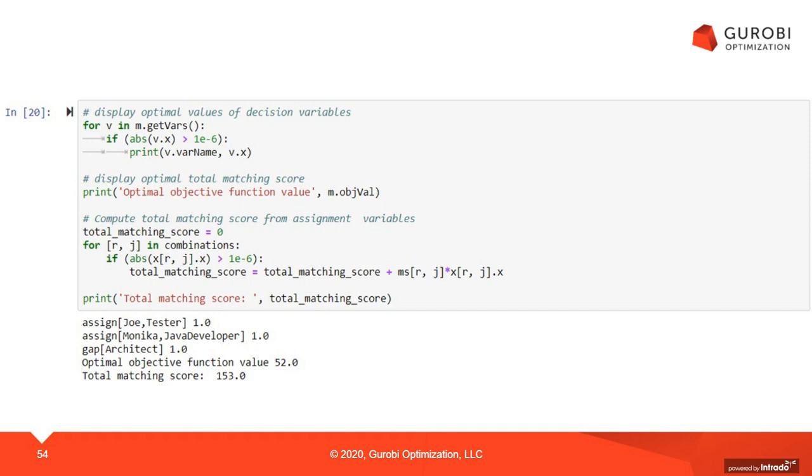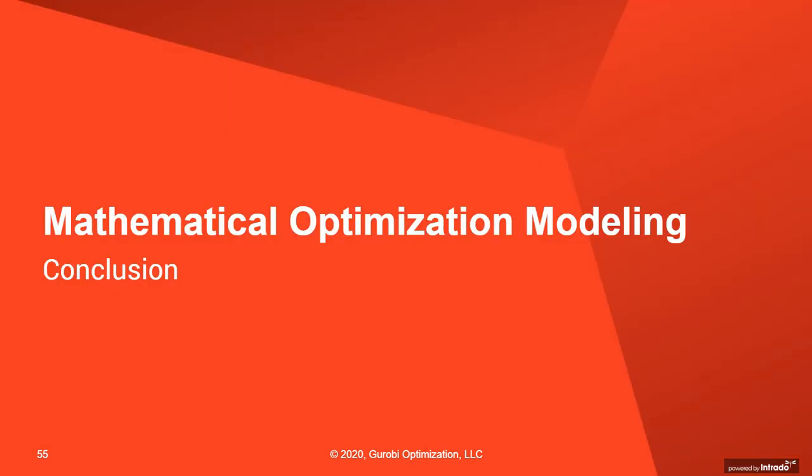Remember, when you make this assignment of Joe to tester and Monica to developer, the matching score of Joe for architect was 13, so that's really bad. So really the optimizer chooses the best combination of matching scores to optimize given these constraints. And the total matching score is 153. The objective function value now is 52 because this takes the summation of the matching scores minus the big penalty that we have on the gap variable. So really the value that you need to be looking at is this 153, which is the new optimal matching score.